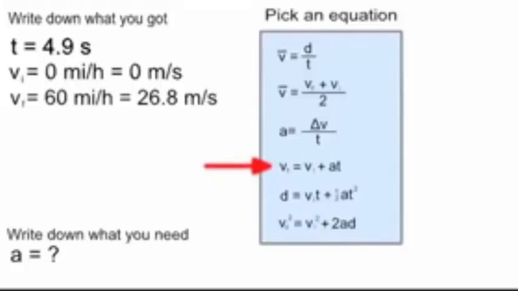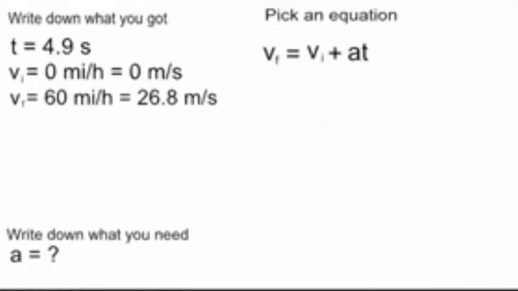Now, in this formula, we have the final velocity, the initial velocity, the acceleration and the time. This has two unknowns, both the distance and acceleration, so we couldn't use it. The final formula is also missing both acceleration and the distance. So, final velocity equals initial velocity plus at is the formula we will pick.